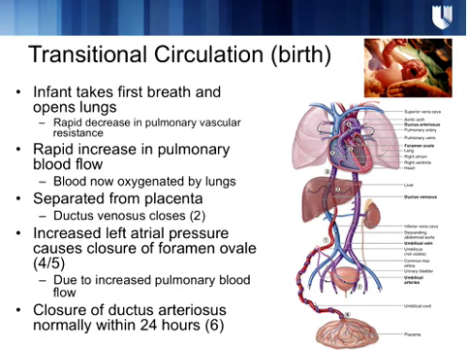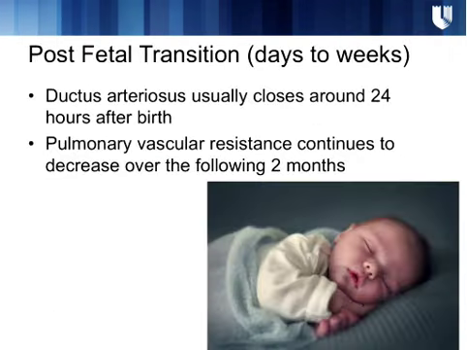Next, the infant's umbilical cord is cut and they're separated from the placenta, which has been their gas exchange organ. With this, the ductus venosus closes, labeled 2 on the diagram. As you have increased pulmonary blood flow, you'll have increased blood flow to the left atrium from the lungs, which causes closure of the flap of the foramen ovale. The last shunt to close is the ductus arteriosus, which normally closes in an infant within 24 hours. For the following days to weeks, the ductus arteriosus usually closes around 24 hours after birth, but can persist open. But pulmonary vascular resistance continues to decrease over the following 2 months to adult levels.